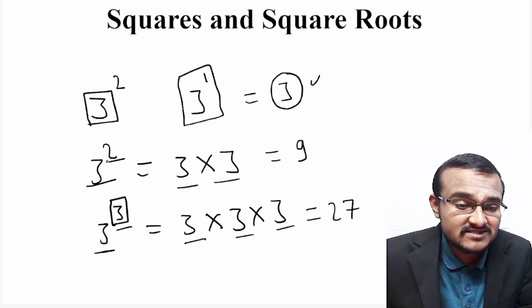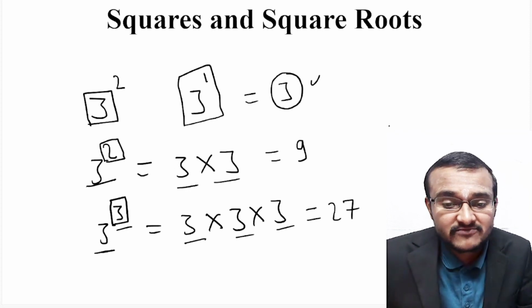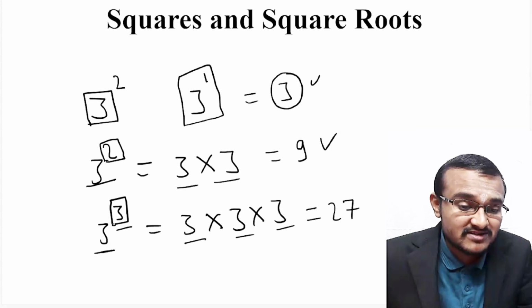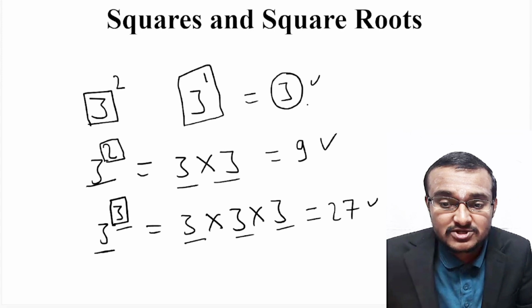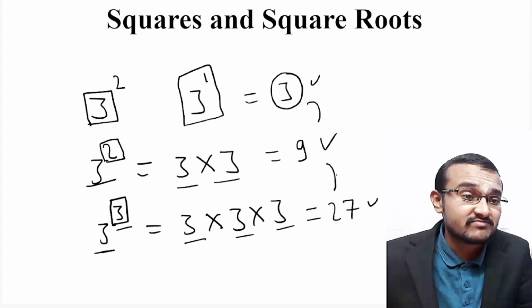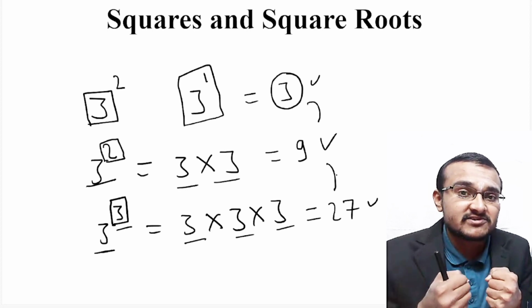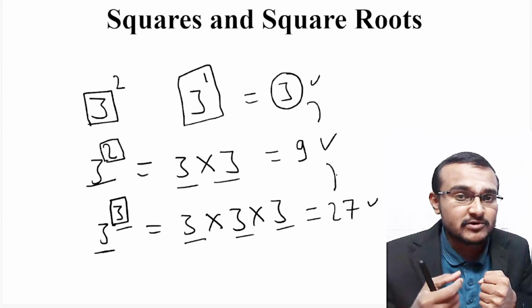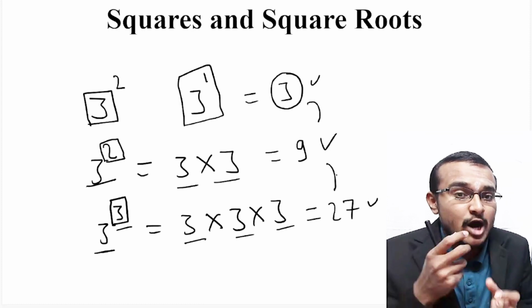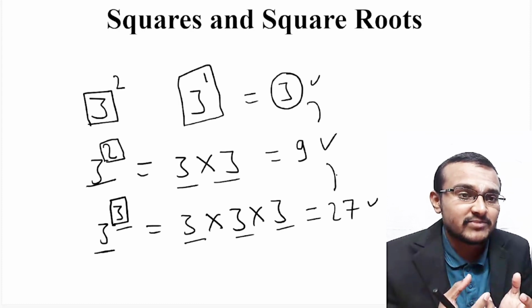Now this 3 has 2 in its power, so the result will be 9. Now this particular 3 has 3 in its power, so the result will be 27. You can see 9 is greater than 3, and 27 is greater than 9. That means the power of that particular number is increasing as you increase the value in the power position. That shows how much power that number has.